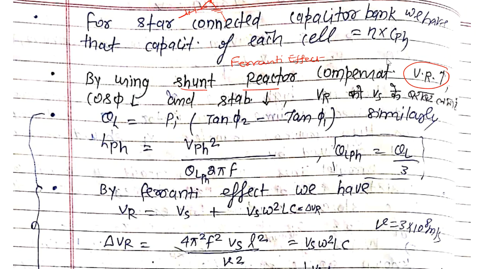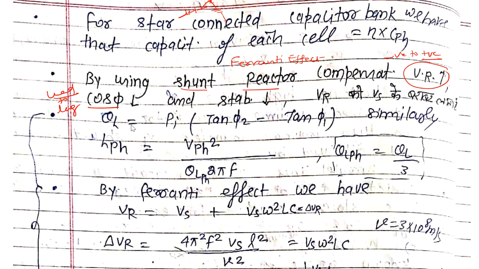So it will change the voltage regulation from negative to positive. Remember, when the Ferranti effect comes, the voltage regulation will become negative. So it changes from negative to positive, and the power factor from leading to lagging. The general condition is leading, but we add a shunt reactor to reduce it to a lagging power factor. And stability will decrease.